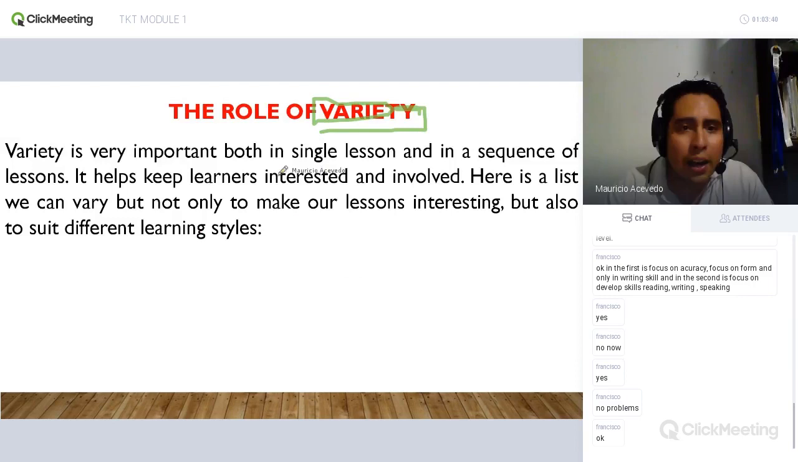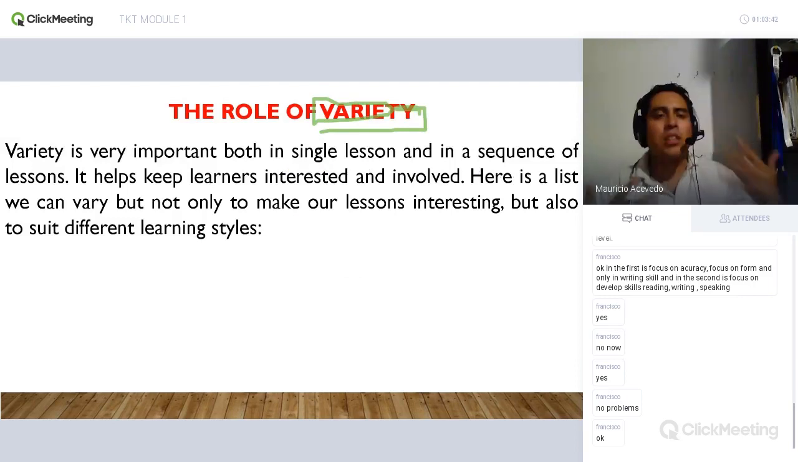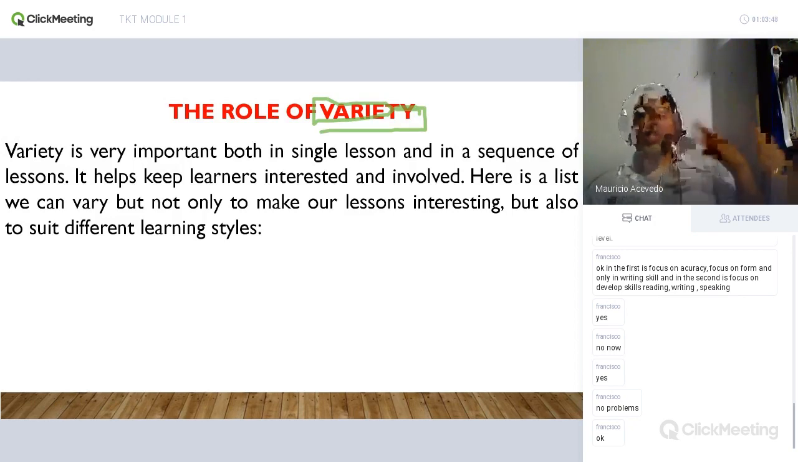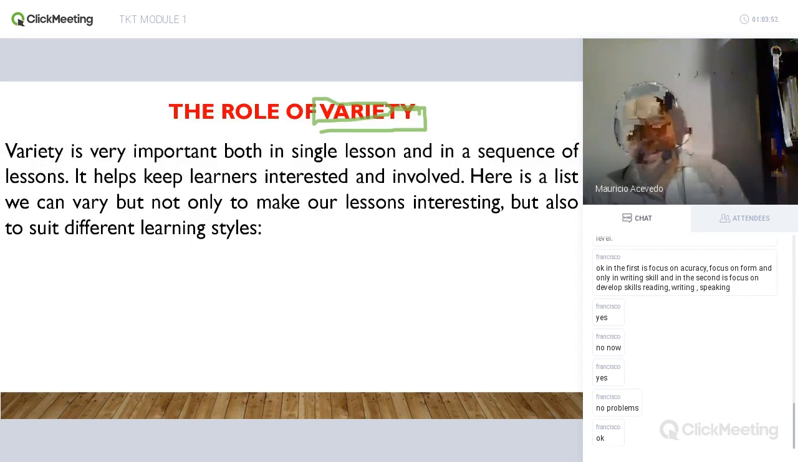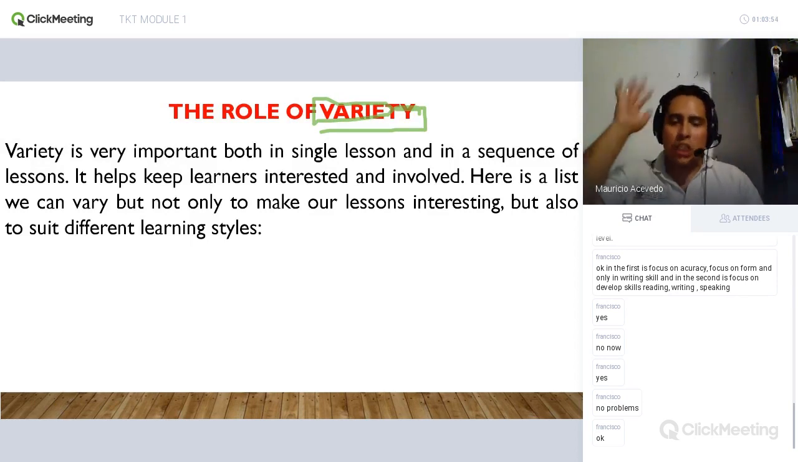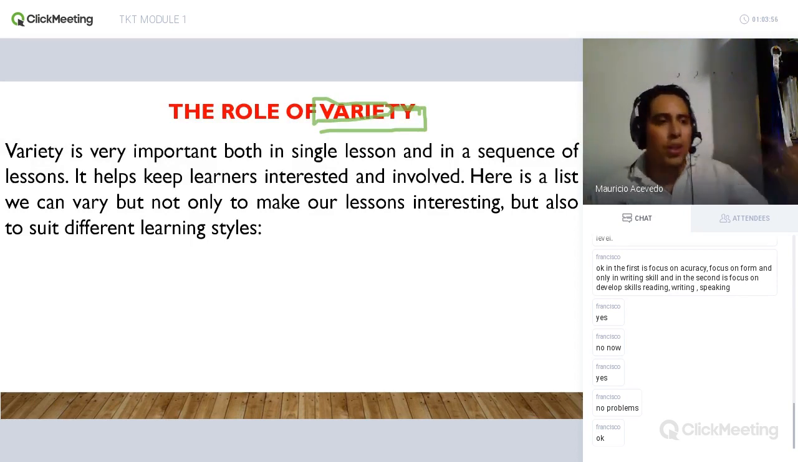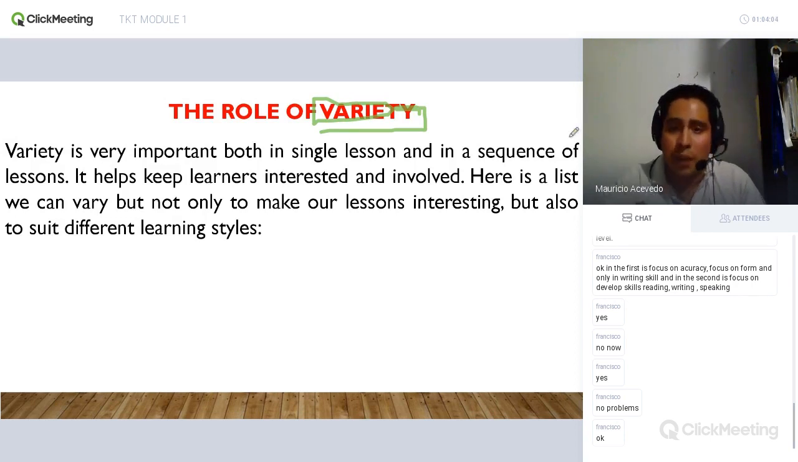For example, imagine that you have very visual students. So one day you can show them, I don't know, a video. Then the other day you will show them pictures. The other day you will do some mimic and they will look at you and so on. Okay, so that's variety. In this case, variety is very important. I don't know why the list didn't appear, but anyway.